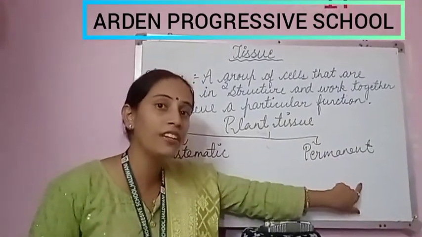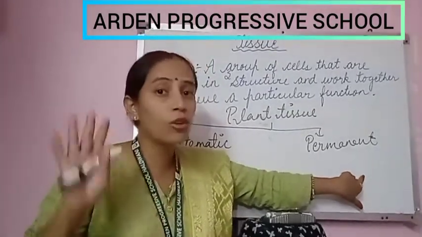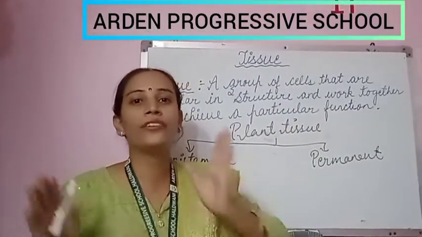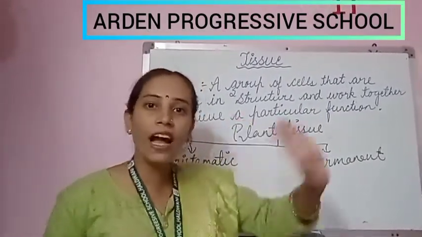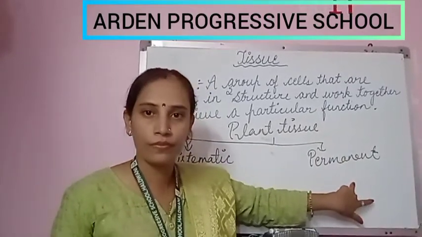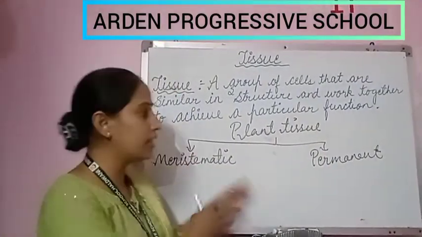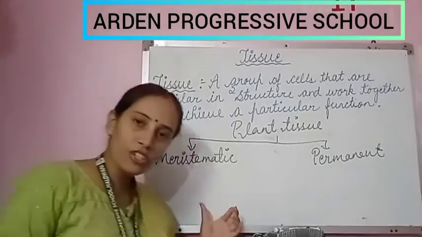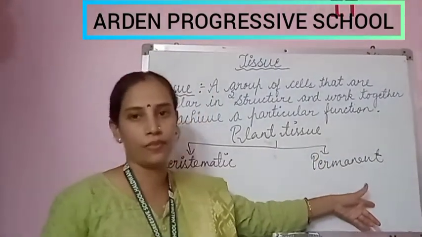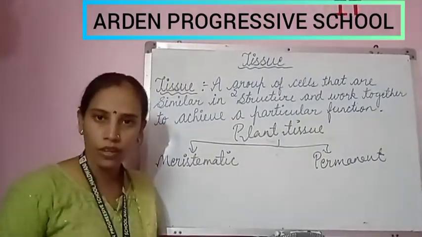And the next is the permanent tissue. In case of permanent tissue, the growth is stunted. It means the growth is retarded. The growth does not take place. The cells lose the capacity of division. They become mature. They can't divide any further. Clear? So, on the basis of this functioning, the meristematic tissues are of different types and the permanent tissues are of different types. First of all, we are going to discuss the meristematic tissue.